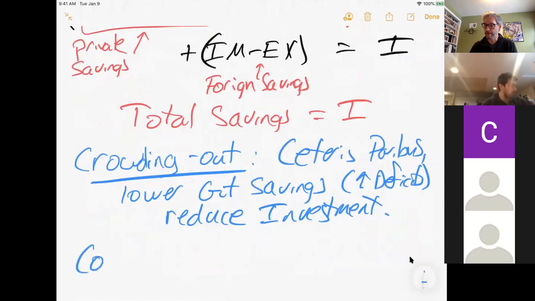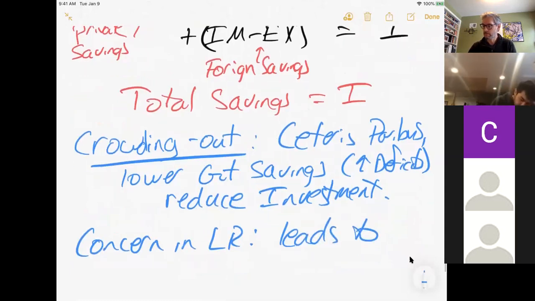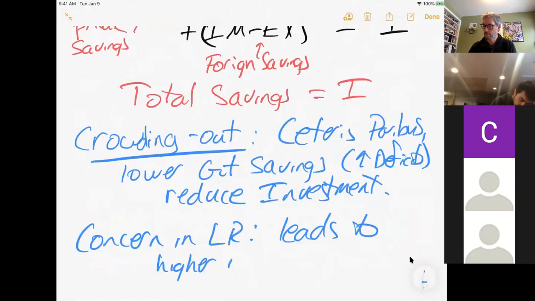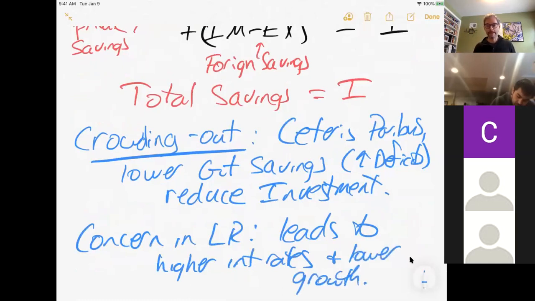And so the concern in the long run is that government deficits lead to higher interest rates and lower growth. And so short of a debt crisis, this is the reason why many governments are very leery about borrowing too much. However, this is not the case for the US. The US does not appear to be very vulnerable to crowding out. As I said, what's happened is the government borrows more and more money. Interest rates continue to be very close to zero.